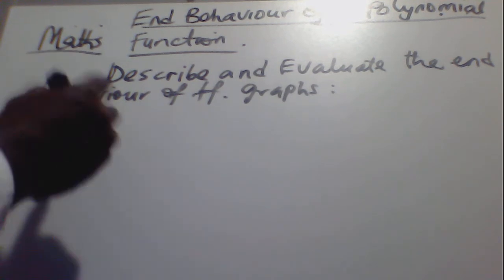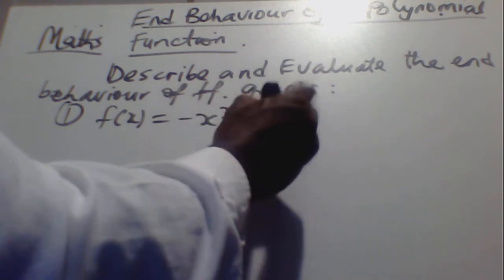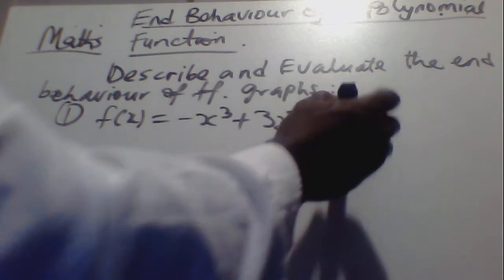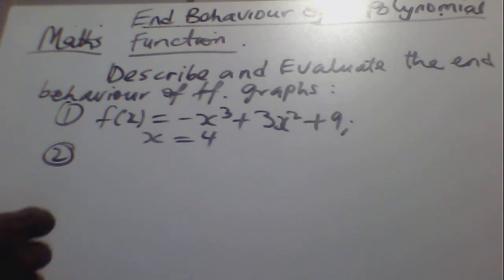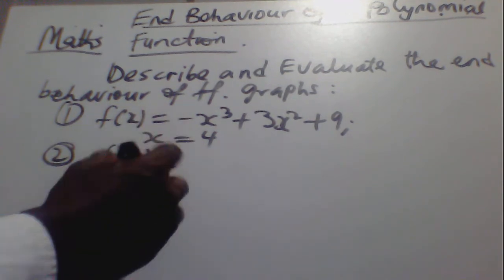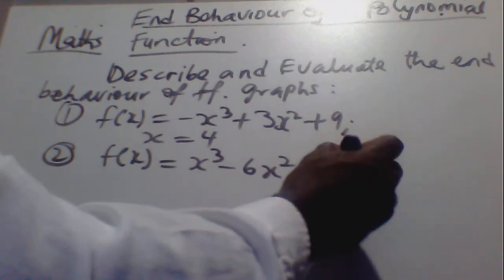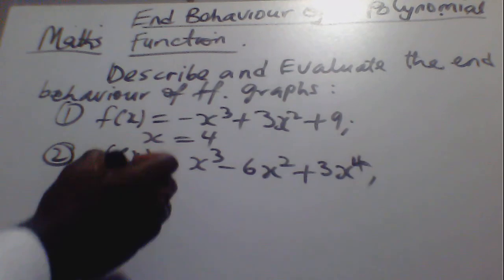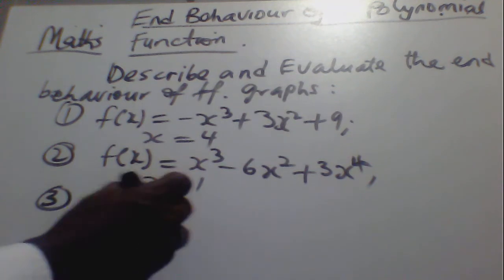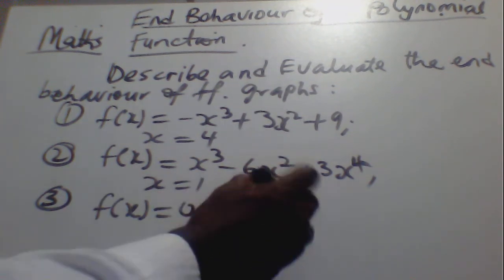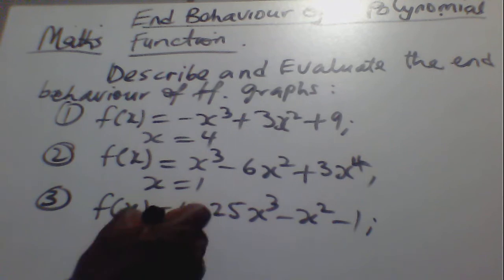So you are given the first one, f of x is equal to minus x raised to power 3 plus 3x squared plus 9. At that time, x is equal to 4. The second question, f of x is equal to x raised to power 3 minus 6x squared plus 3x raised to power 4. x is equal to 1. And the third one, f of x is equal to 0.25 x raised to power 3 minus x raised to power 3 minus 1. At that point, x is equal to 1.